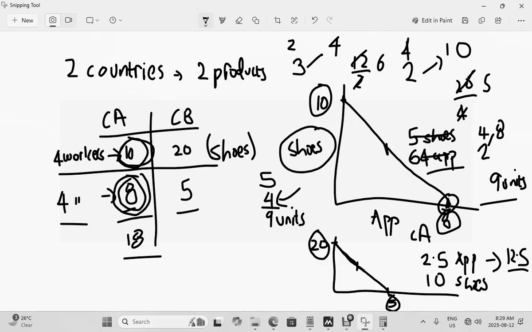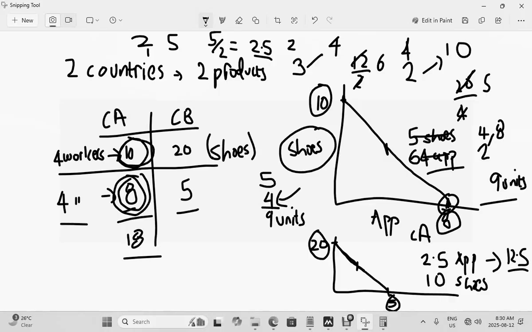Okay, so 2 workers produce 5 shoes. So how many units will be produced by 1 worker? This is 5 divided by 2, which is 2.5 units, theoretically speaking, for calculation purposes.